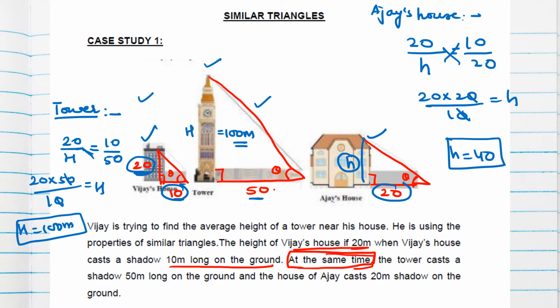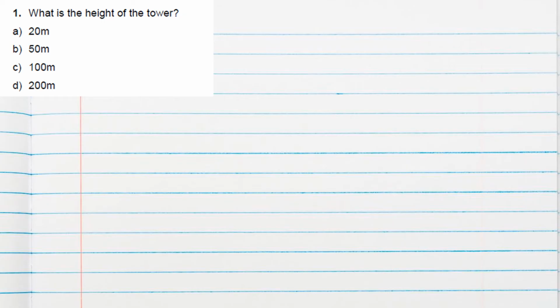So now we'll go to the questions here. The first question is, what is the height of the tower? Already we calculated, right? And we got the answer 100 meters. That means option C will be correct.